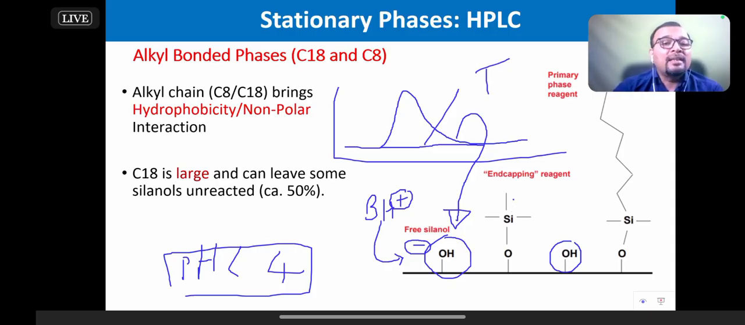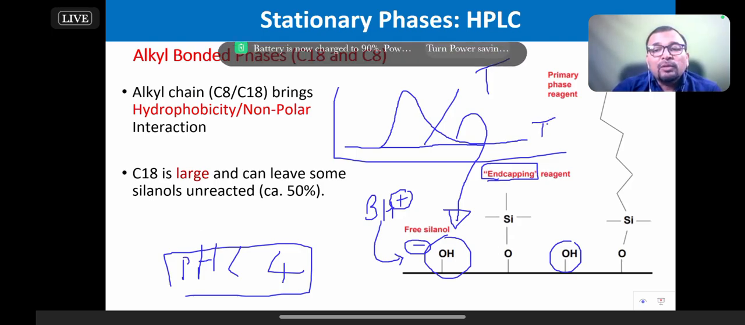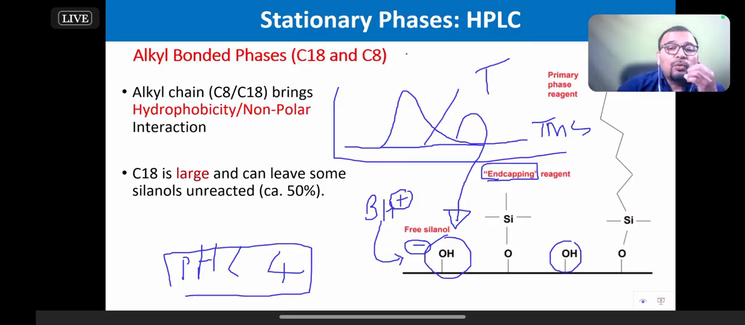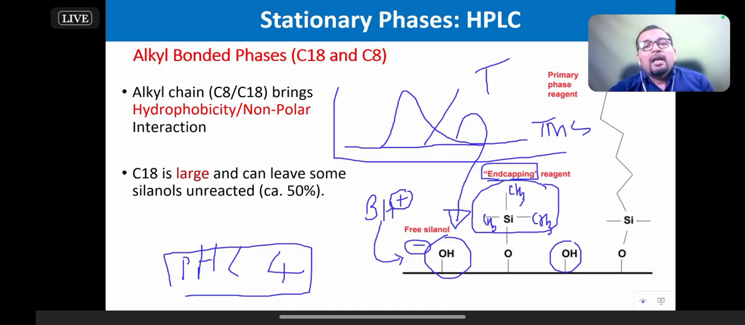You must have seen some of the alkyl bonded phases come with end capping. Have you seen that? End capping, especially with smaller groups like trimethylsilane, right? And this is to block these free silanol groups. This is CH3, this is another CH3, and this is another CH3. So this is trimethylsilane. You understand this word? Type in TMS in the comment box. TMS stands for trimethylsilane, and this blocks the free silanol groups.